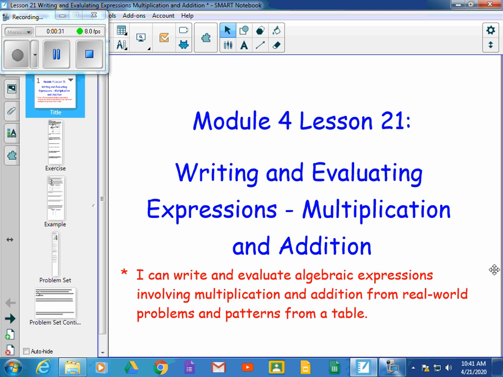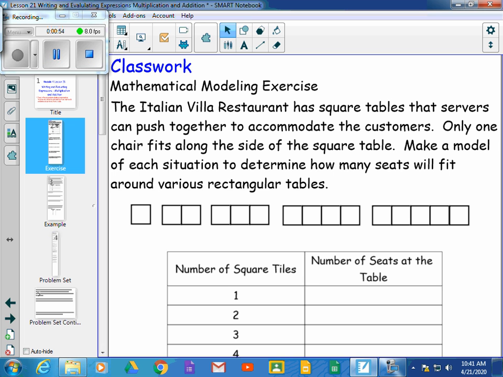Now, from our goal, we can see that we're going to be looking at tables and trying to figure out the patterns in order to come up with expressions. But the difference this time between previous lessons is this one is not going to have just one operation involved, it's going to have two. We're going to be dealing with multiplication and addition. To illustrate how this is going to work, let's go to the mathematical modeling exercise.